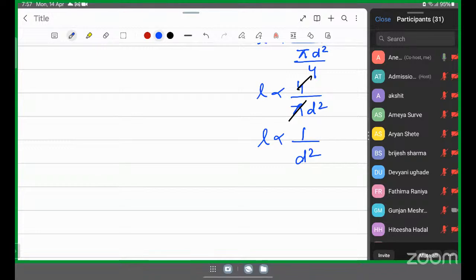And now the question: we are stretching it such that diameter is half. So if this particular factor is half, then what will be the L factor? Because D is half, so this will be half square, that is 1/4, which means length will be 4 times.